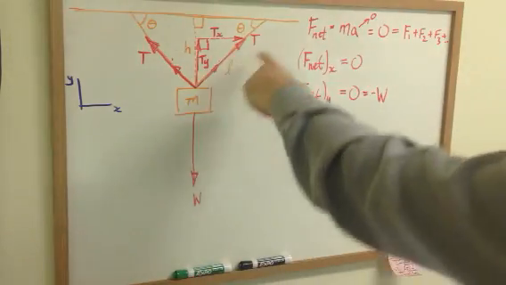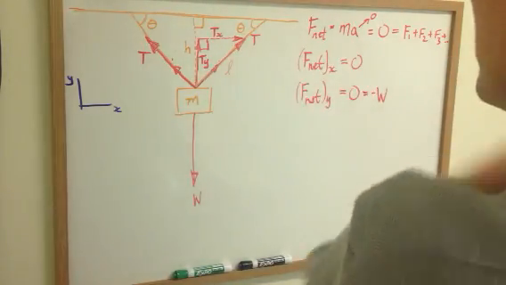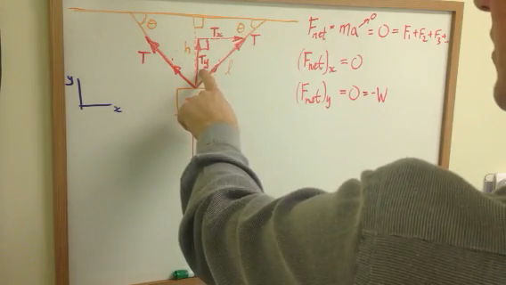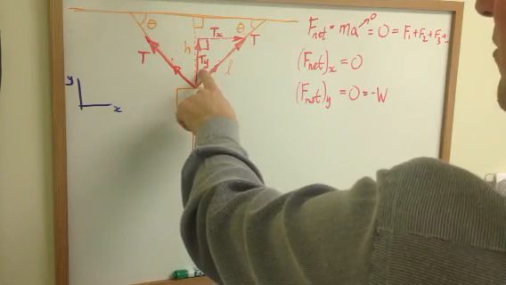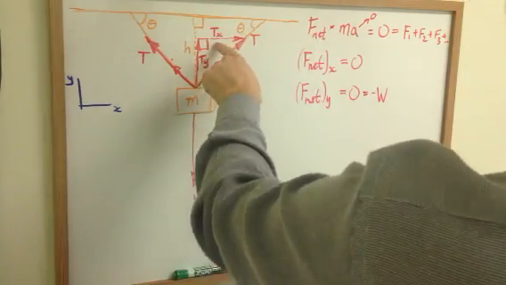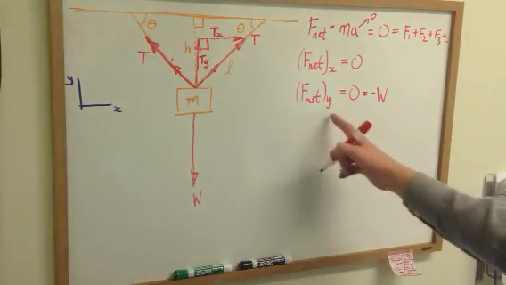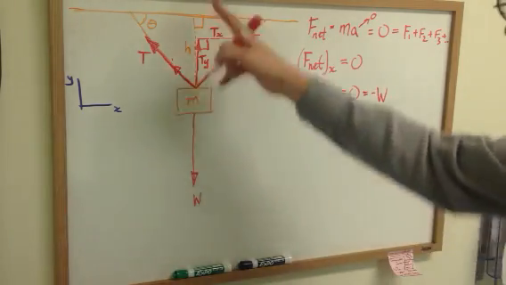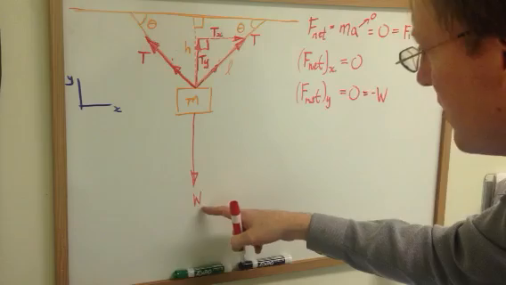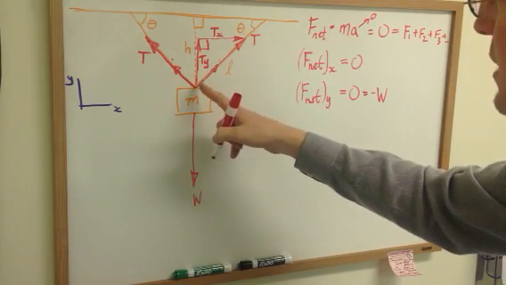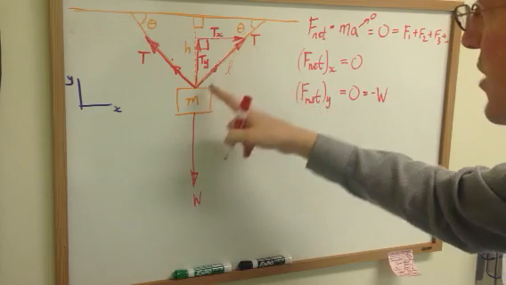I can say, look, this tension pulling on an angle pulls up, which I'm going to label tension in the y direction. It also pulls to the side, which I label tension in the x direction. So the force in the vertical direction is the weight pulling down, and that's being balanced, because it's not accelerating, by part of the tension that's pulling up.